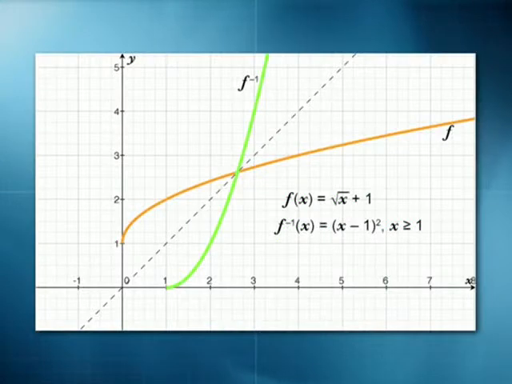Here I've drawn the two functions we just analyzed. There's the graph of f, which is that square root function bumped up 1 unit. And then I've graphed (x minus 1) squared, the parabola, but I've cut off half the parabola. The parabola starts down there at 1 and then goes off. And you can see that these indeed are reflections of each other in the line y equals x.